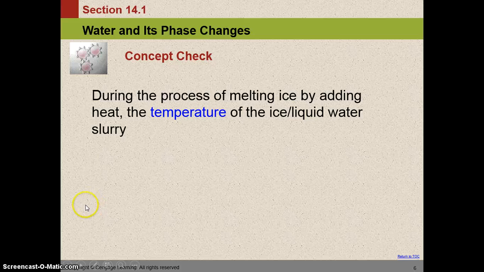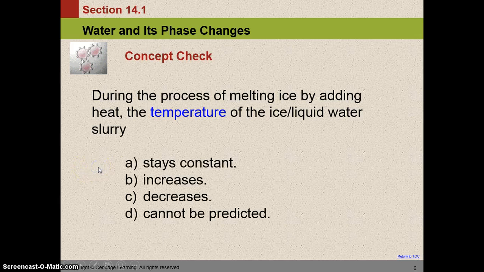Let's look at the concept check. During the process of melting ice by adding heat, the temperature of the ice and liquid water slurry stays constant. Does it increase, does it decrease, or cannot be predicted? The temperature of the ice and liquid water slurry stays constant because we have it in the liquid form and in the solid form as well. And we're melting the ice by adding heat, and that's going to keep the temperature constant until it all gets to a liquid form.